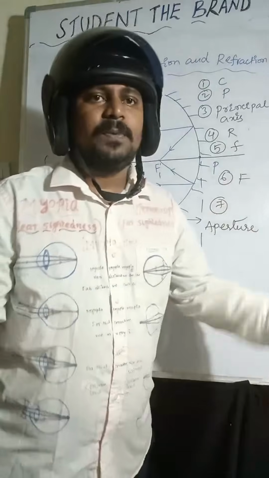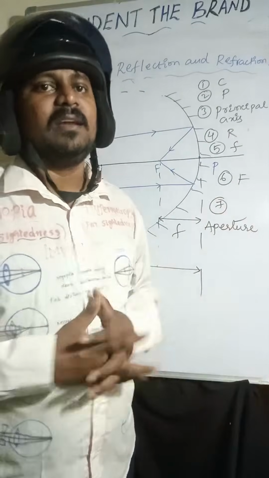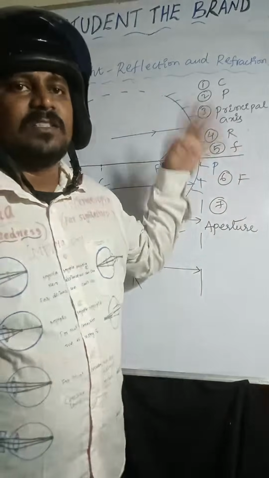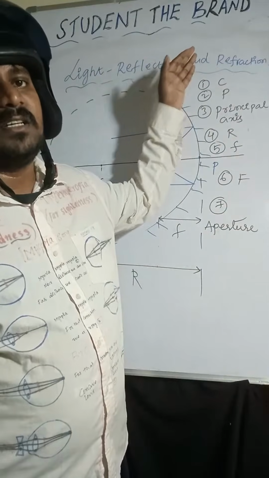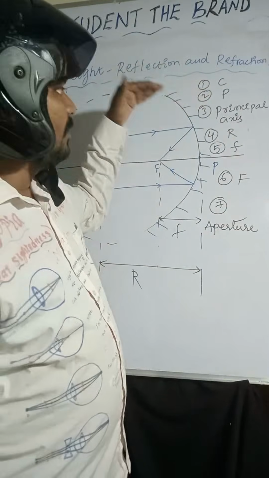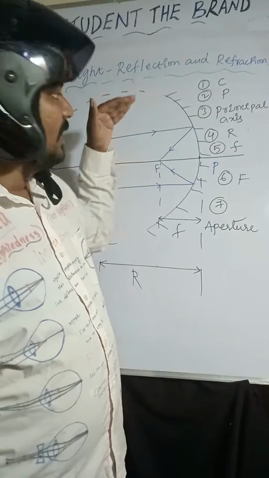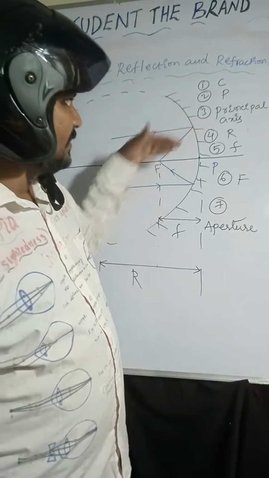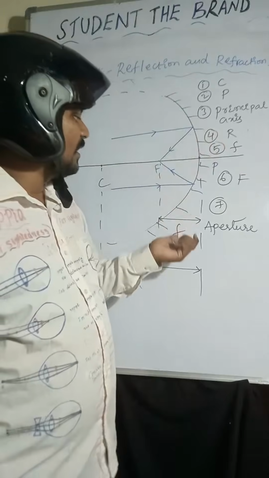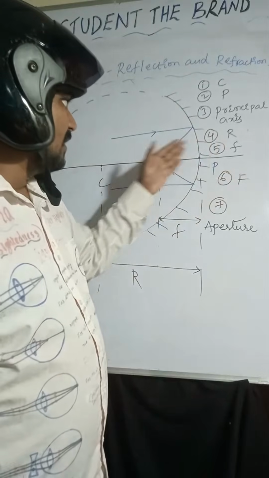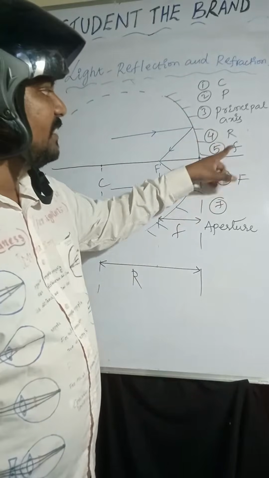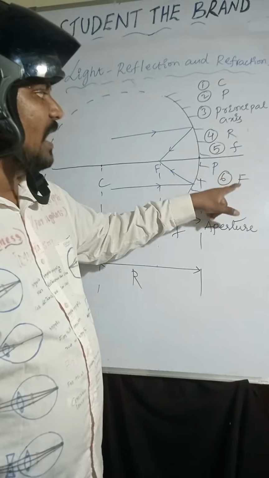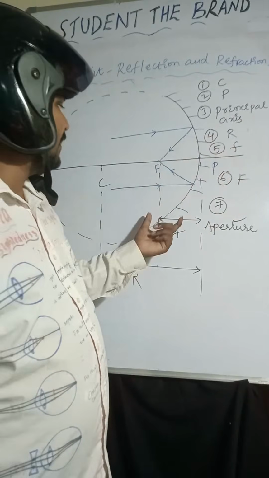Okay, so I hope it is very clear to you all. Once again we will discuss all the points. First one is center of curvature, second one is pole, third one is principal axis, fourth one is radius of curvature, fifth one is focal length, sixth one is focus. Here is the difference between capital F and small f. Capital F is focus, small f is focal length.